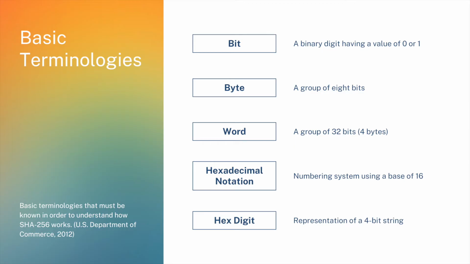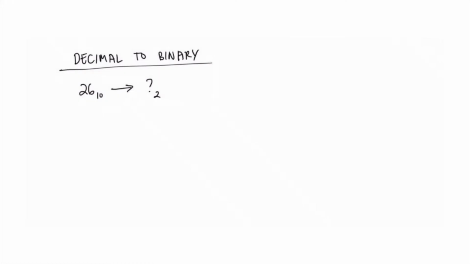Hexadecimal notation is the number system of base 16. Finally, a hex digit is, as I've discussed previously, a representation of a 4-bit string. This may be confusing, so let's have an example. Suppose we have the decimal number 26.